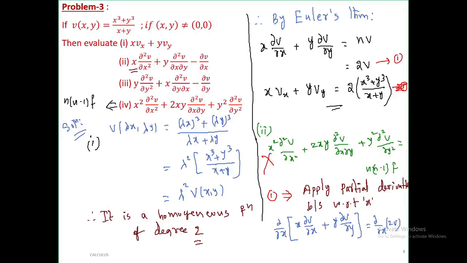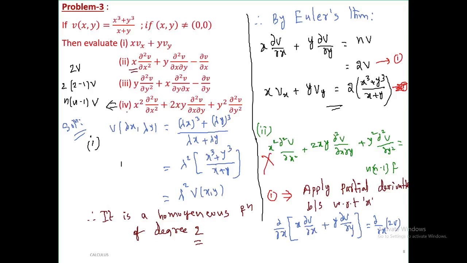Okay. Sorry, f instead of f here, what I need to write? You have to write here, it is v. Okay, it is v. Because v is a homogeneous function of degree, how much? 2. So therefore substitute n is 2. So 2 into 2 minus 1 into v. So therefore what will you get? 2v you will get. 2 into this entire thing. So therefore this value is 2 into v. Understand? 2 into 2 minus 1, that is 2.